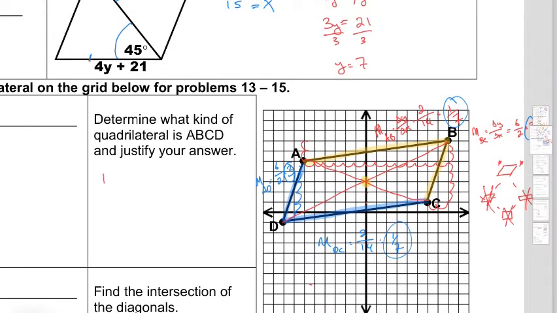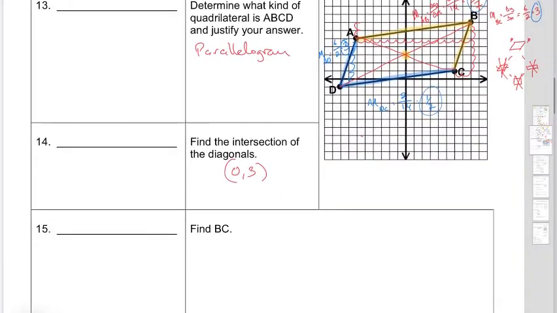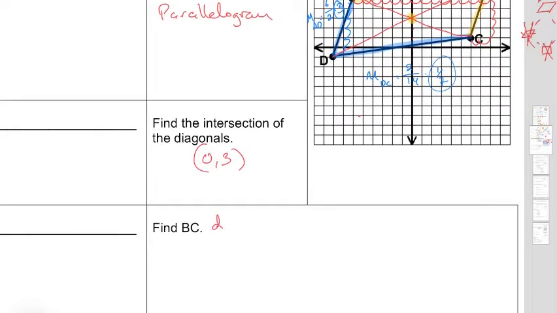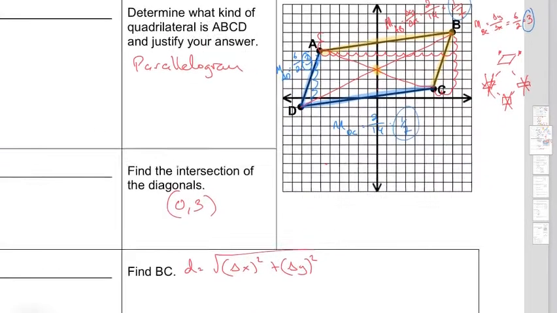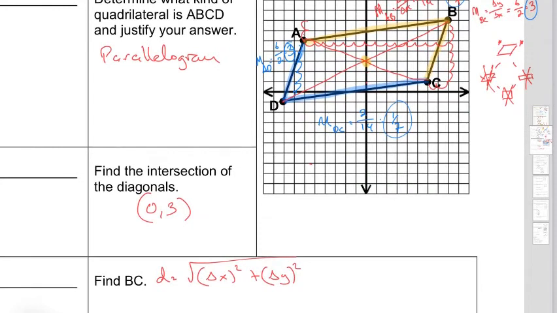I should probably put that it was a parallelogram. Okay, last one, find BC. BC is asking you to find the distance of BC. To find the distance, remember, it's change in x squared plus change in y squared. Luckily, we already did that. So for the distance of BC, we found our change in y when we were finding the slope, and we found our change in x once again when we were finding the slope.